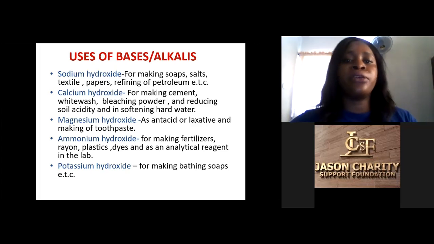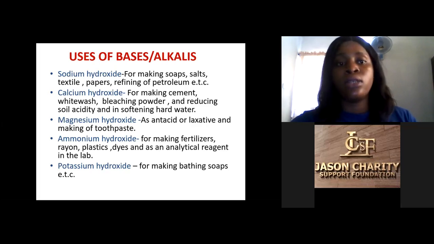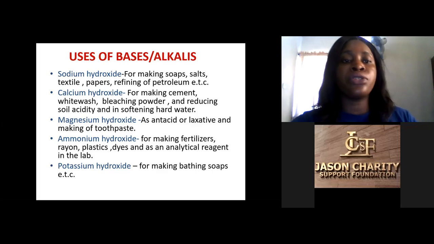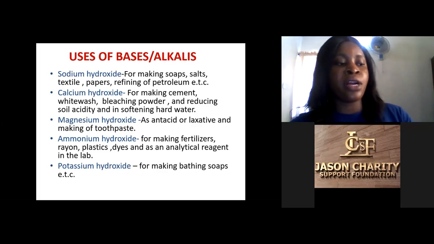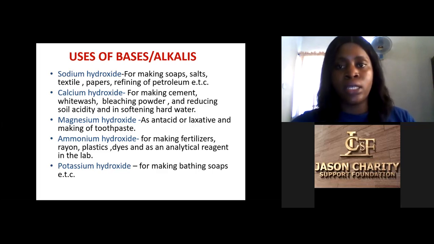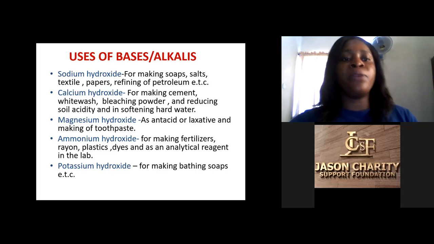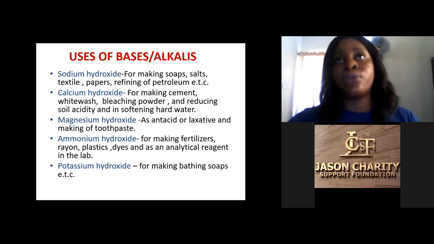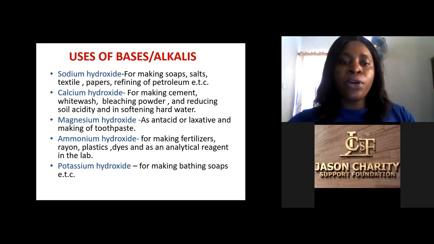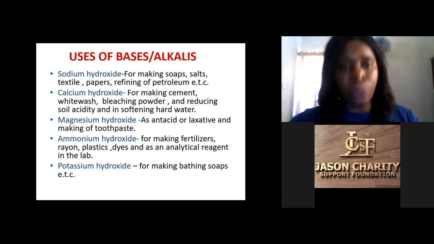Now, calcium hydroxide is used for making cement, whitewash, bleaching powder, and also for reducing soil acidity. So in agriculture, they carry out what we call liming. That liming involves the application of calcium hydroxide to reduce the acidic nature of the soil. It is also used for softening hard water.